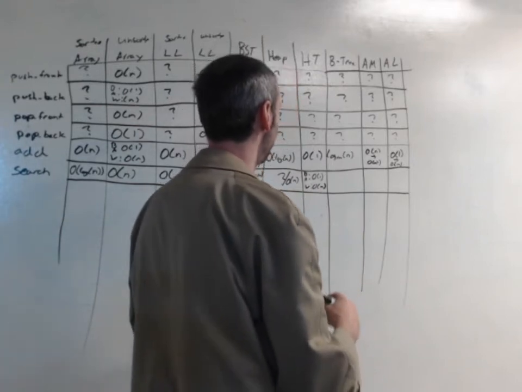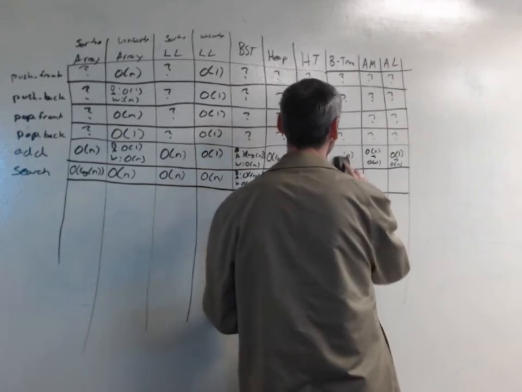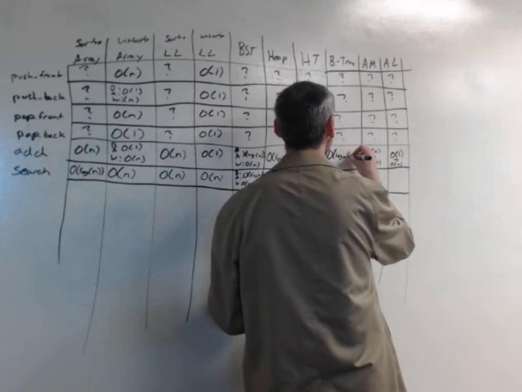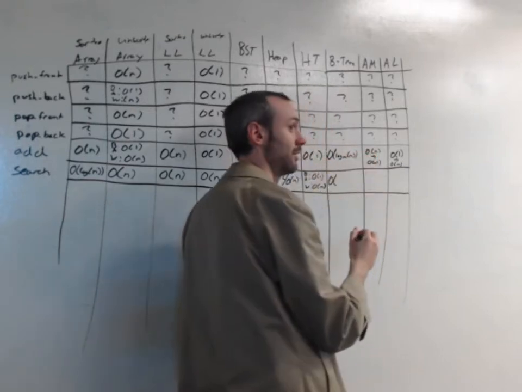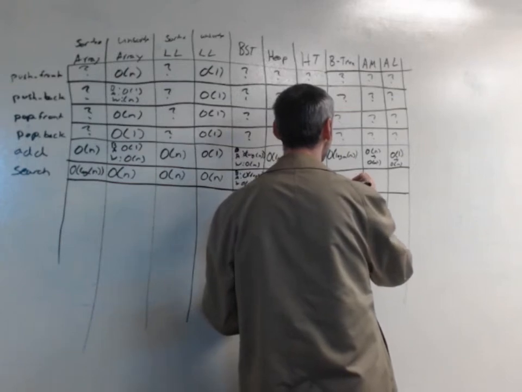How about the B tree? It's the same thing. This one's really going to have a pattern.